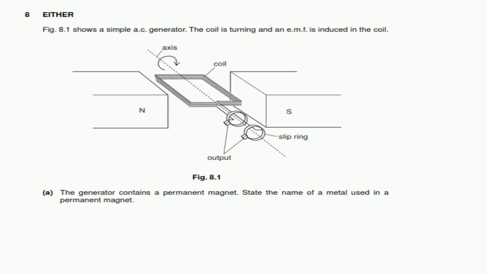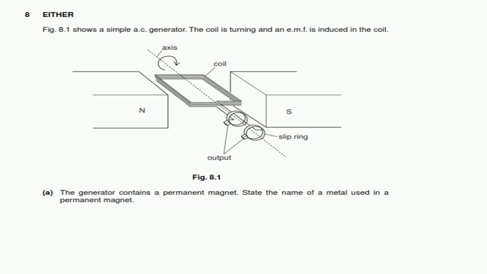Question number 8. Dear student, after the change in the 2015 O level syllabus, in question number 8, maybe in section 1, they sometimes give you the option that you can attempt question either or. So that is the either question. First option, question number 8. Figure 8.1 shows a simple AC generator. The coil is turning and an EMF is induced in the coil.